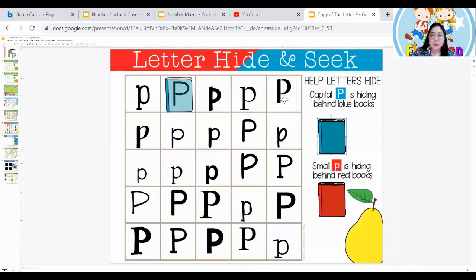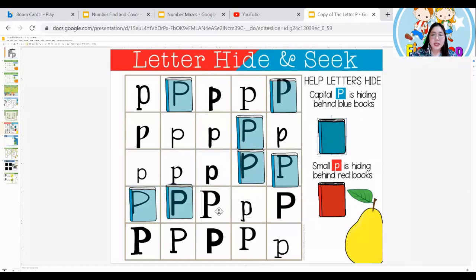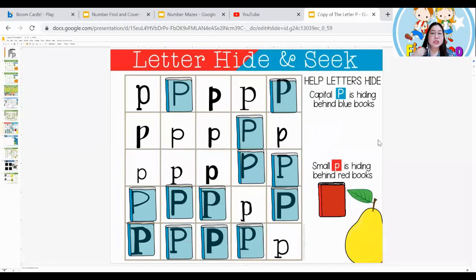1, 2, 3, 4, 5, 6, 7, 8, 9, 10, 11, 12, and 13. So just like letter O, capital letter P and lowercase letter p looks the same. Capital letter P is big while lowercase letter p is small.